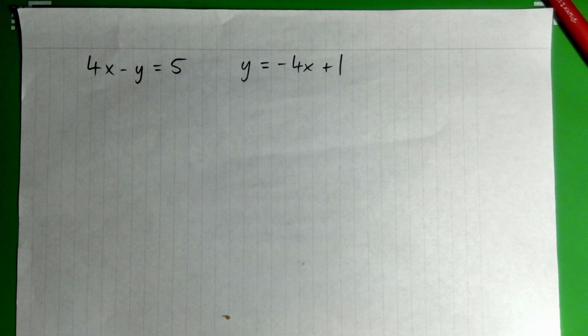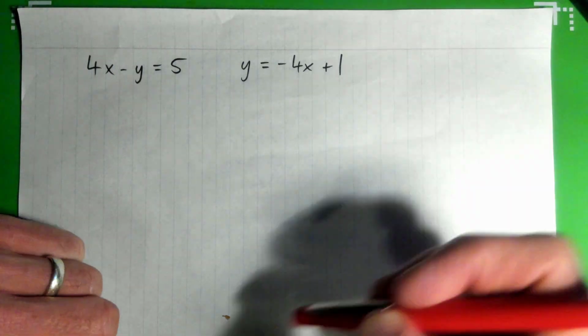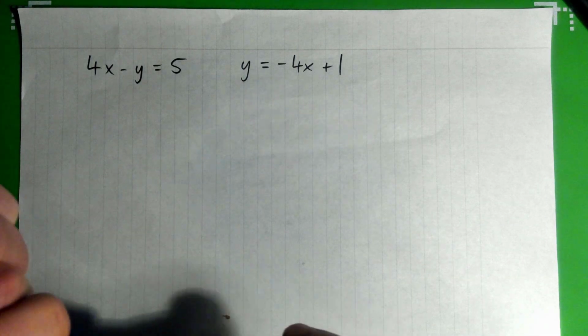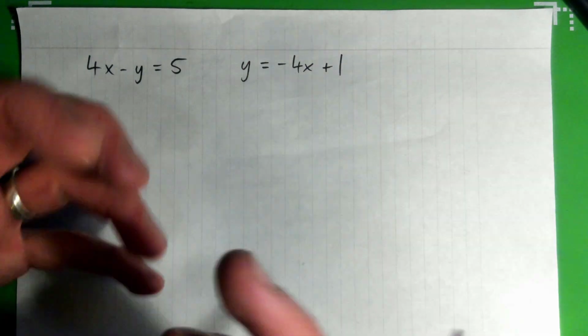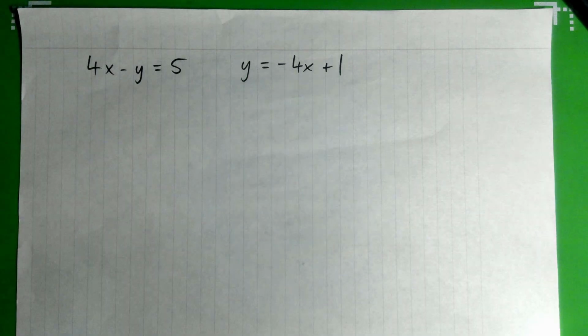All right. Okay, so we got 4x minus y equals 5 and y equals negative 4x plus 1. So we got to solve by substitution. And that means we substitute an expression for a variable in the other equation. Let me just give a really simple substitution example real quick.